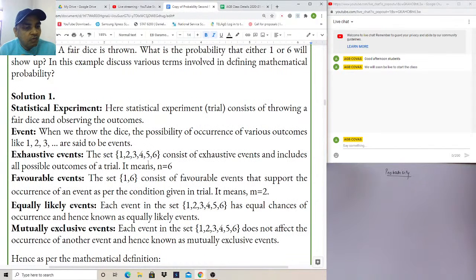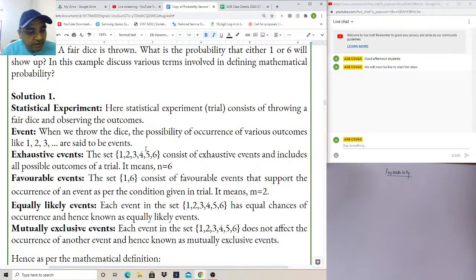So here, what is the statistical experiment? Here the statistical experiment trial consists of throwing a fair dice and observing the outcomes. And what are the events? When we throw the dice, the possibility of occurrence of various outcomes like either 1 will come or 2 will come, 3 will come are said to be events. Now, how many exhaustive events are there? The set 1, 2, 3, 4, 5 and 6 consists of exhaustive events and includes all possible outcomes of this trial. It means n is equal to 6.